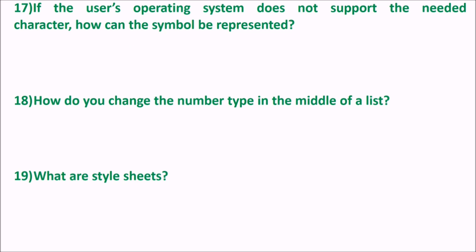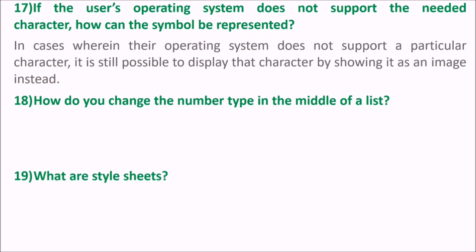If the user's operating system does not support the needed character, how can this symbol be represented? In case the operating system does not support a particular character, it is still possible to display the character by showing it as an image instead. So you can use an image.